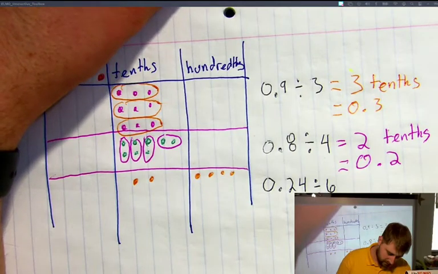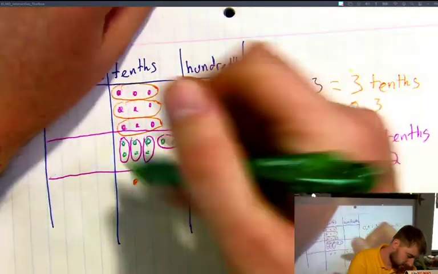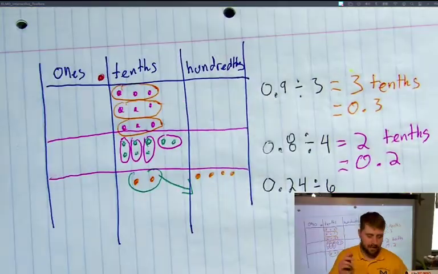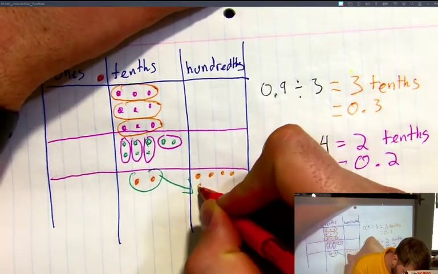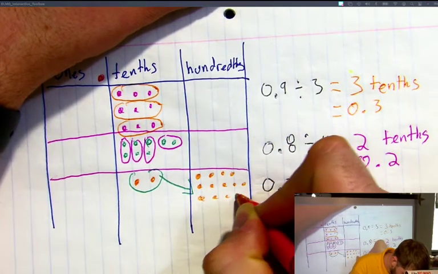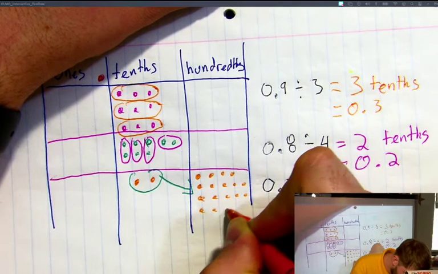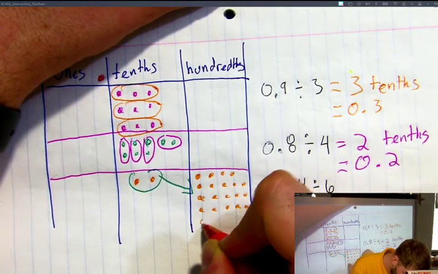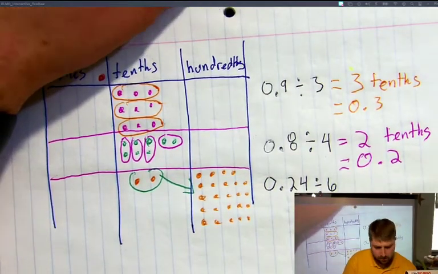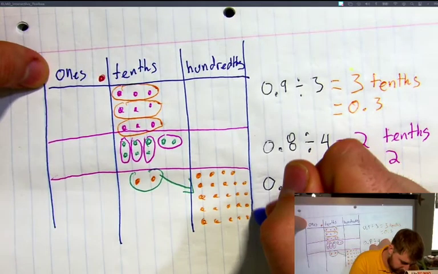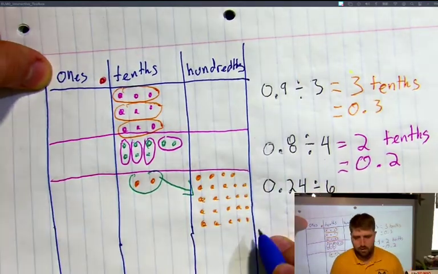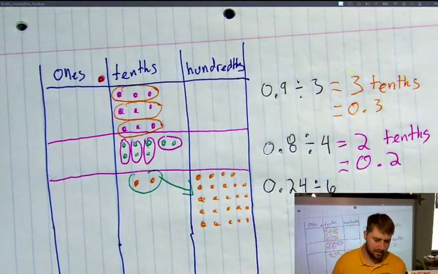I'm going to regroup in green. I'm going to put them over there. So 2/10 becomes 20 hundredths. So now I've got to draw in 20 hundredths. 5, 6, 7, 8, 9, 10, 11, 12, 13, 14, 15, 16, 17, 18, 19, 20. Okay, so how many total hundredths do we have now? We had 4 and we added 20 more, so we now have 24 hundredths.